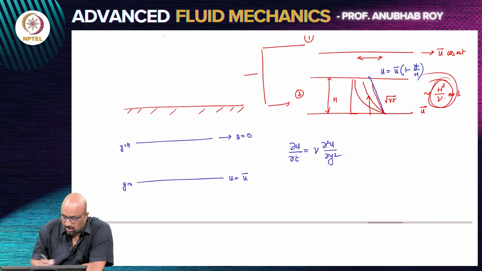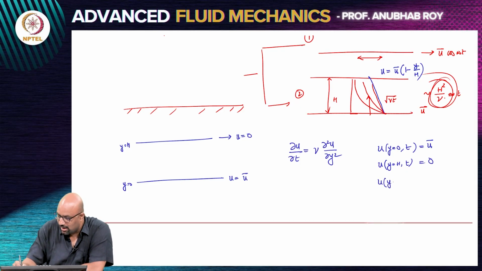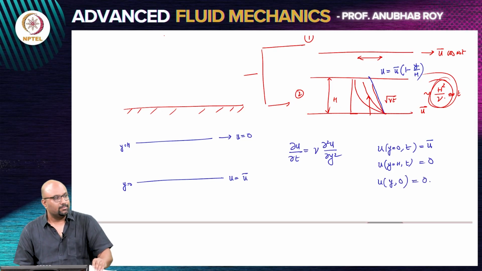So the boundary conditions here are u at y equals 0 for all non-zero time is going to be u bar, and u at y equals h for all time is going to be 0. The fluid velocity everywhere in the fluid at that initial time instant is also 0. Right? These are your boundary conditions.